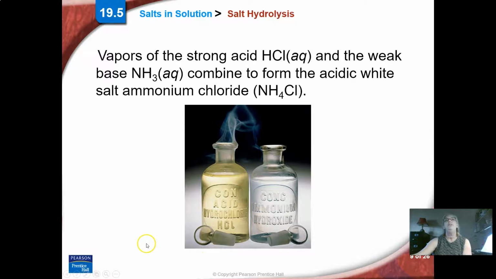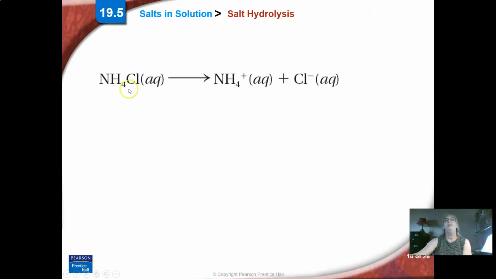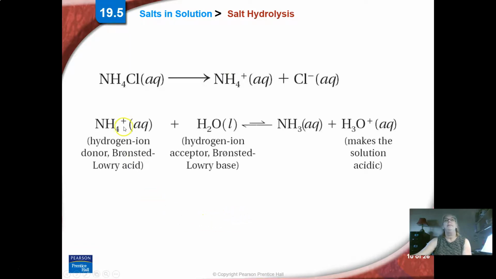So here's an example. We have concentrated hydrochloric acid and concentrated ammonia. When the vapors come off of these two, they form ammonium chloride. Ammonium chloride can break into ammonium and chloride in water. Aqueous means water. This is a salt, I'm throwing it in water, and I'm making these two ions pop up. It dissociates into these two things. This ammonium, in water, will make H3O+, which means I've made this water acidic. So that's how we predict.